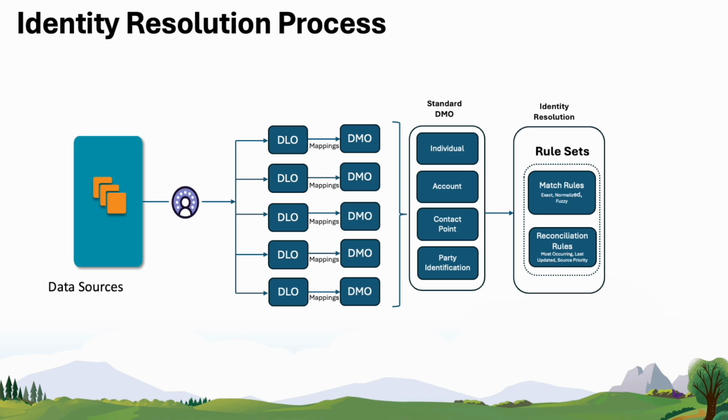Once our identity resolution process is completed, a unified record will be created. This unified record comprises the information related to the individual as well as the contact point objects information. This is how the identity resolution process creates a unified profile.